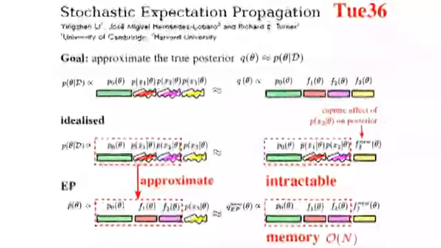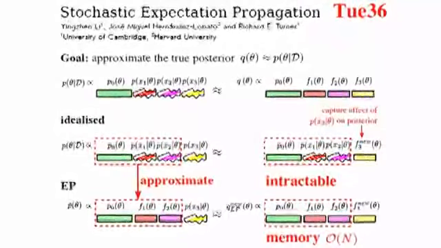So this will give us very accurate approximations because right now, the factors can capture the effects of its corresponding likelihood terms on the true posterior. However, it is also an intractable procedure because you also have the difficult terms in the red box.